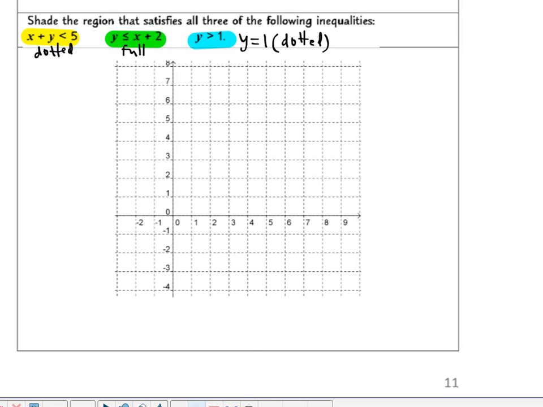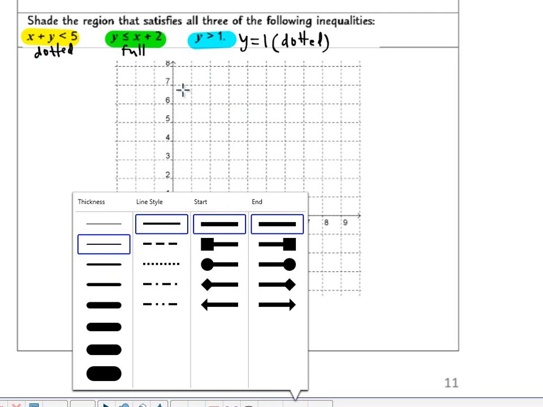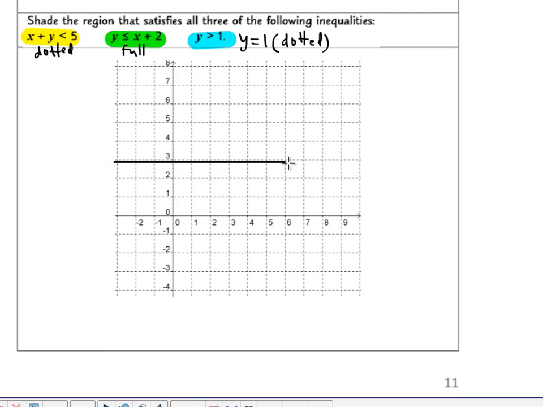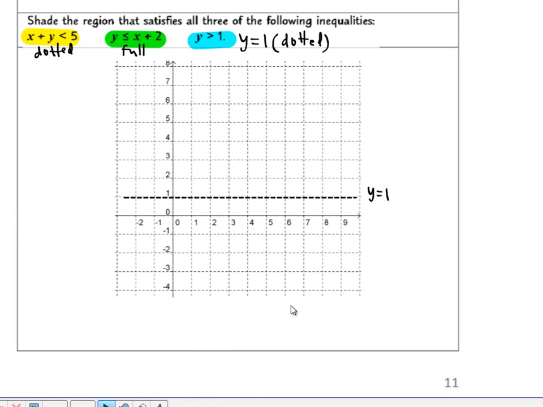Now to draw the line y equals 1, that's probably the easiest for you to do now. That one there is y equals 3. Y equals 1 is just down there. Okay, write down the name of the line. Y equals 1, but because it's a dotted line, I need to change the property to dotted line.